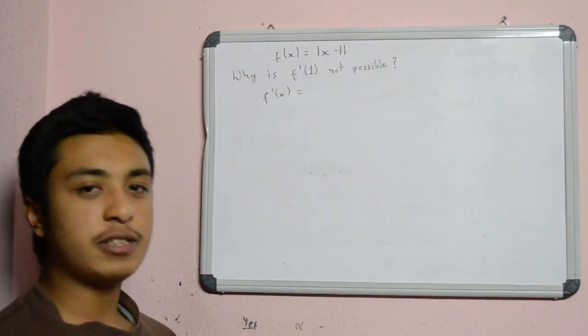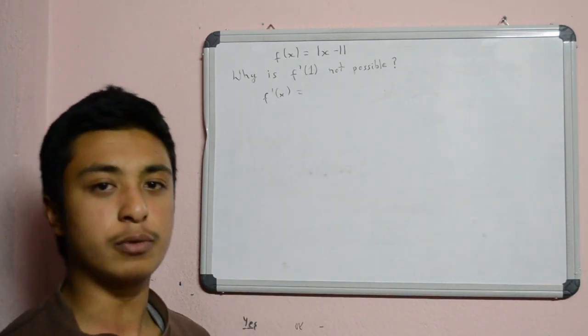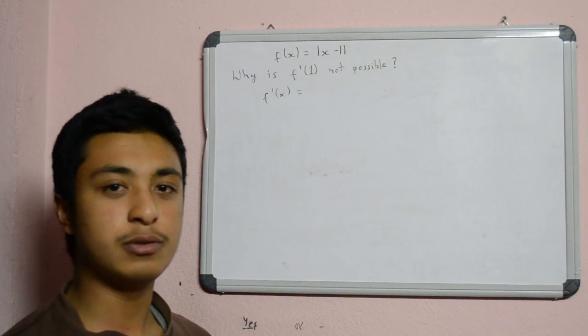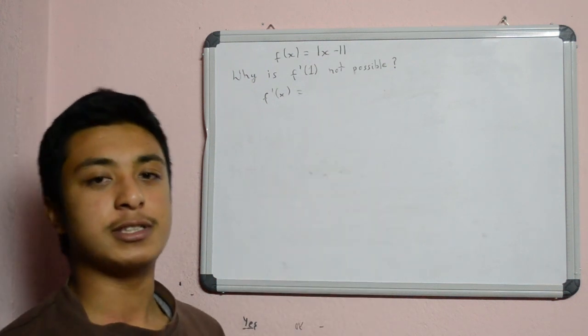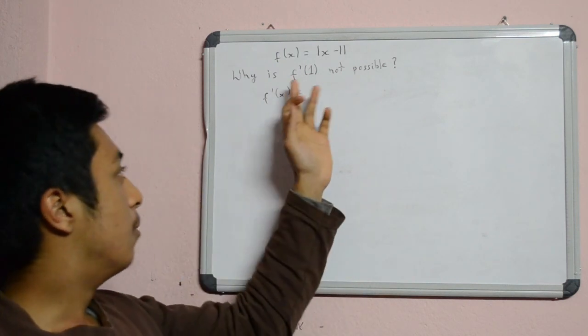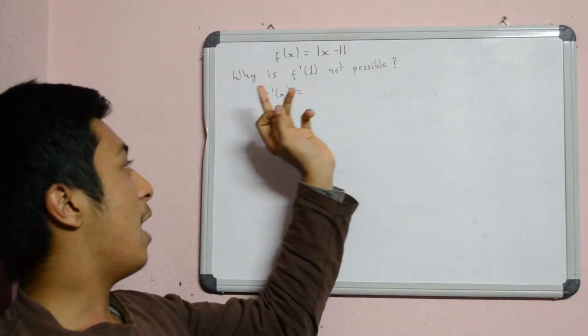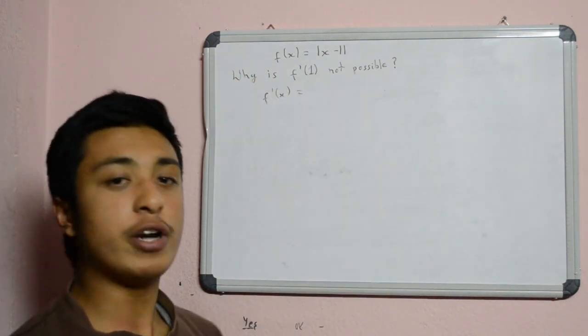But if the answer is just 1, then f'(1) should be 0. The derivative of a constant is 0, and that is possible. Just because the answer is 0 doesn't mean it doesn't exist. 0 is an answer. But right here, we have to prove that f'(1) is not possible. That means we should get an undefined case.